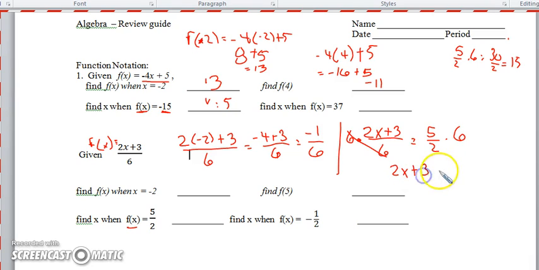2x plus 3 equals 15. Subtract 3. 2x equals 12. Divide by 2. X equals 6. Okay? And that's it for those. Just go through, be patient, be calm, and go through and you can solve it. Okay?